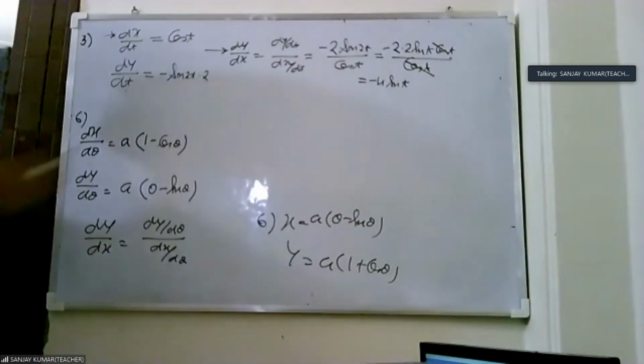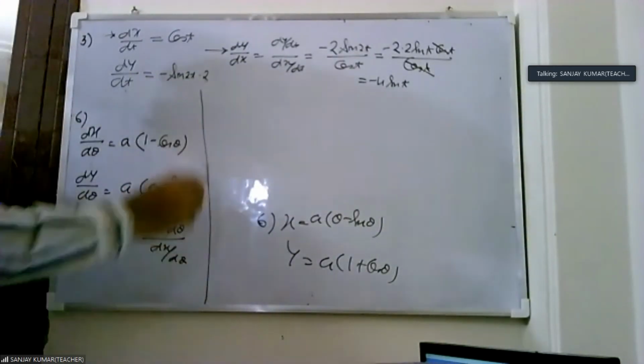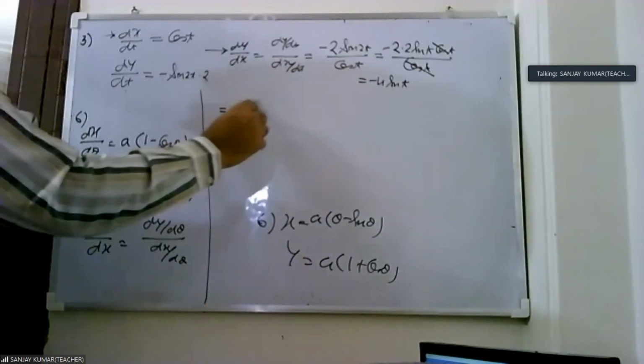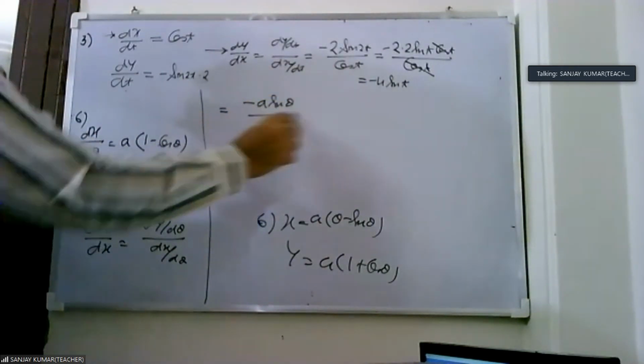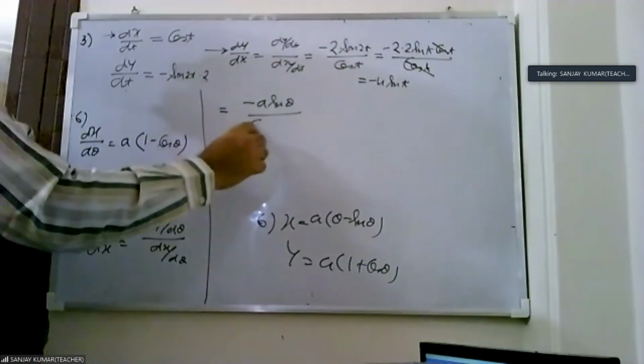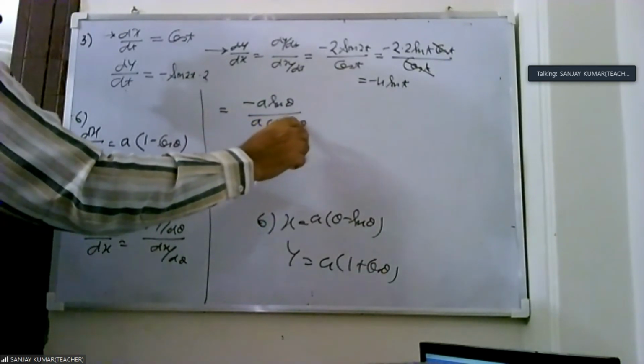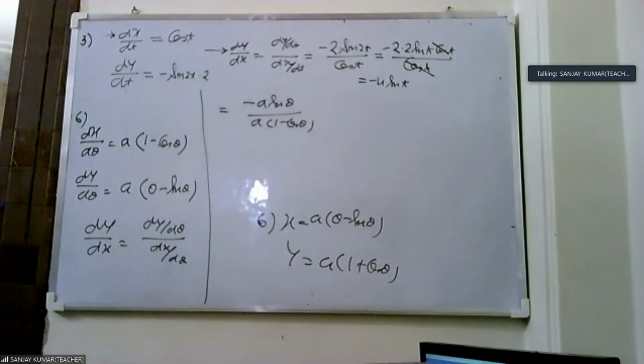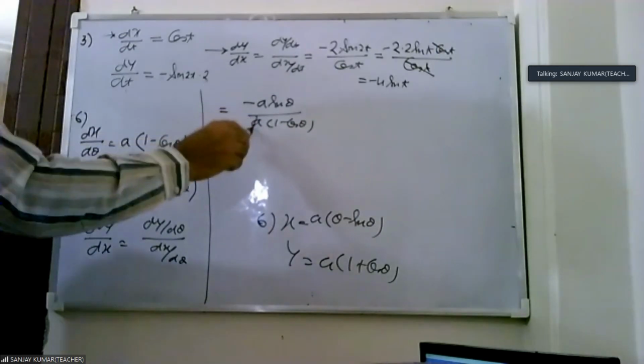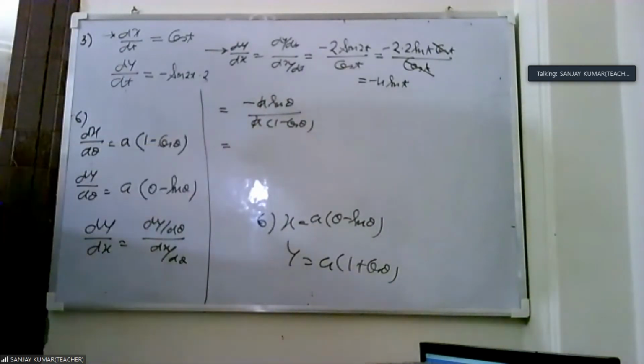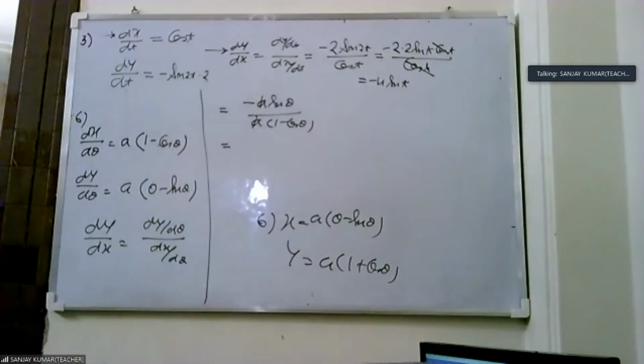So dy by dx means this is minus a sin theta divided by a into 1 minus cos theta. Now a is cancelled with a, but the answer is not given in NCERT. This answer is not in NCERT.